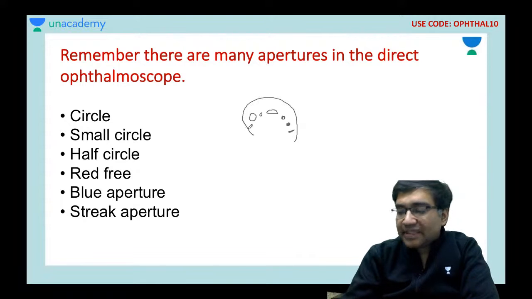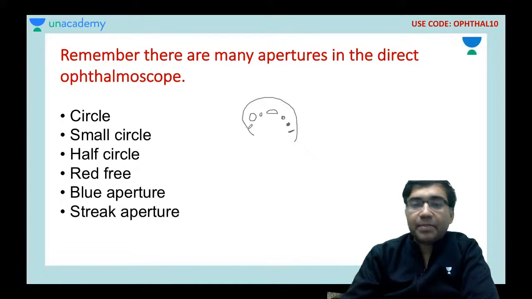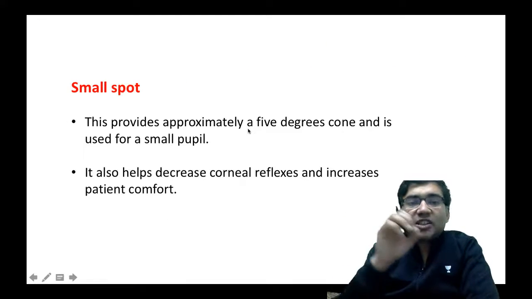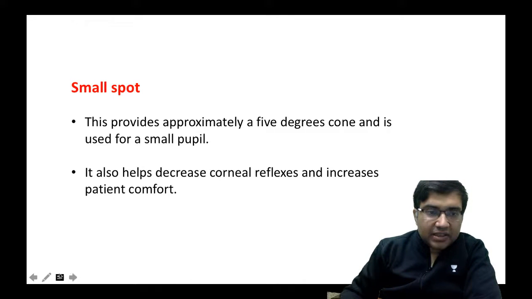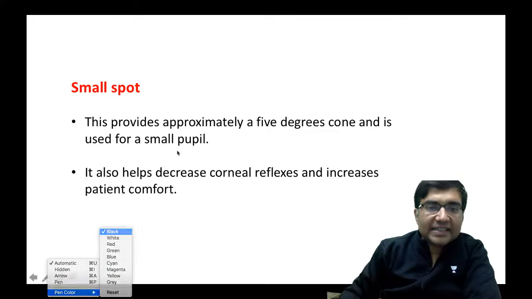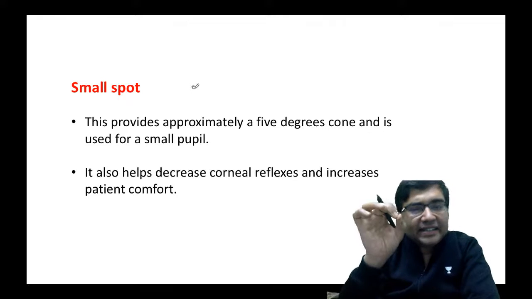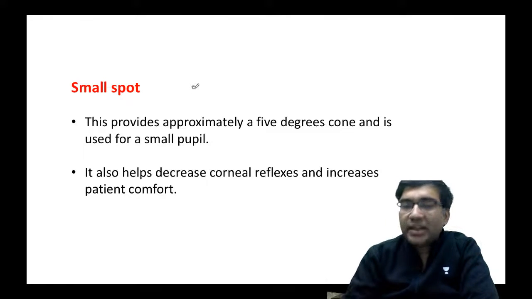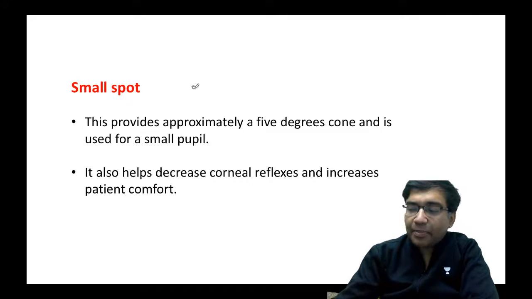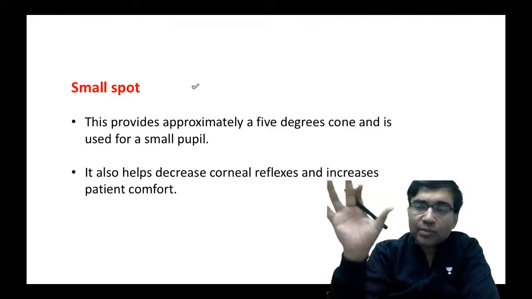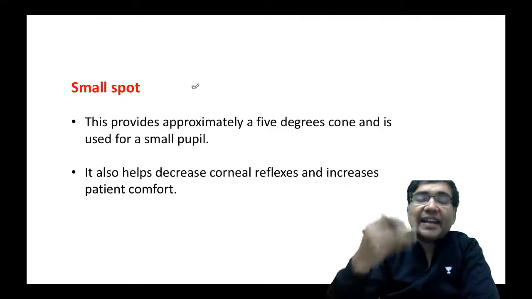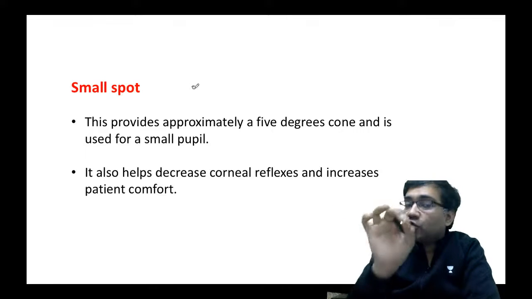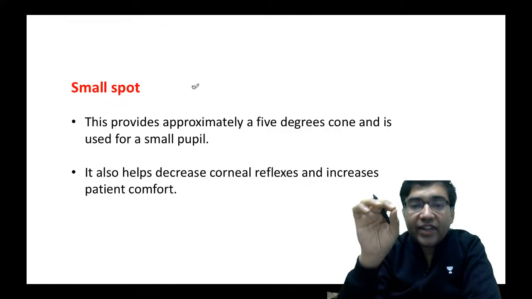So what is the basic purpose of having so many apertures? First is the small spot. The small spot basically gives us a 5 degree view. What is the normal degree of view that we get in a patient where we are doing a direct ophthalmoscopy? I told you we get around 10 degrees of view. So this small spot gives a 5 degree view.